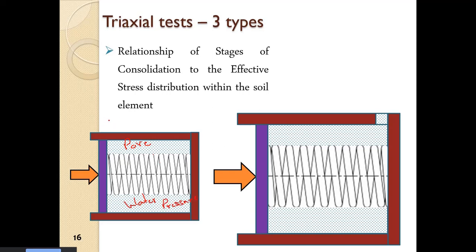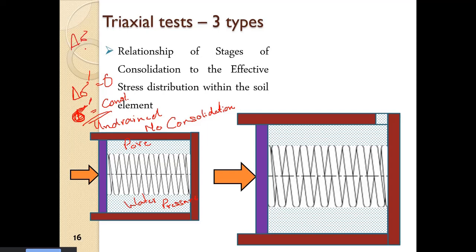So this is undrained condition, and there is no consolidation occurring. Basically the effective stress state, delta sigma dash, is equal to 0. So sigma dash remains constant, whatever it was initially subjected to.